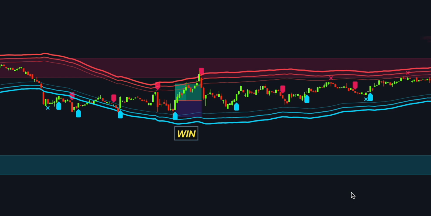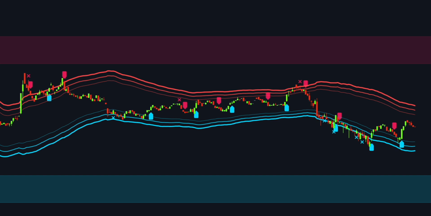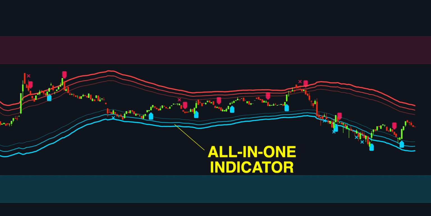Let's get started. First off, open the ETH/USDT price chart and select the 5-minute time frame. It also works great on other cryptocurrencies such as Bitcoin or Solana. This strategy uses only one indicator.